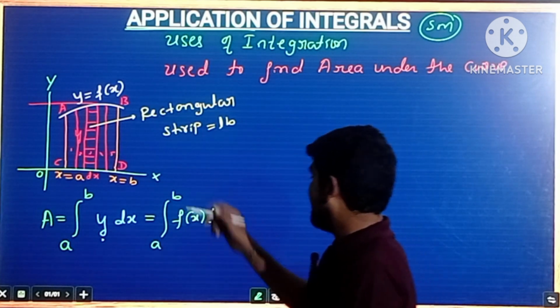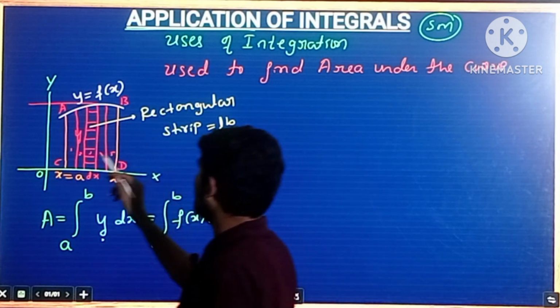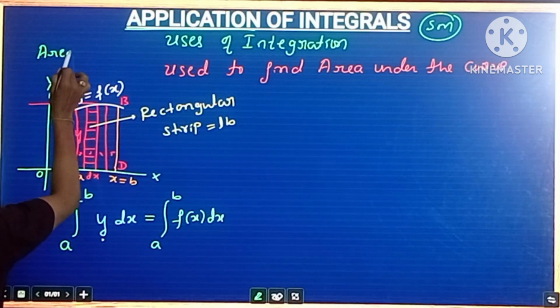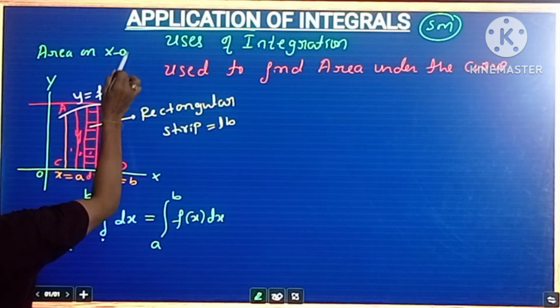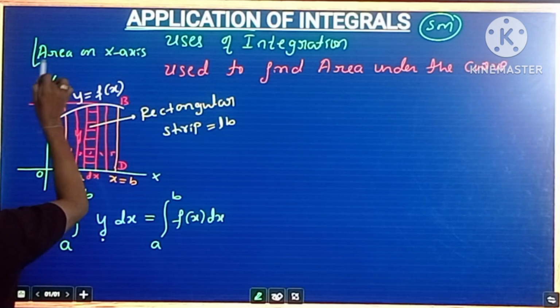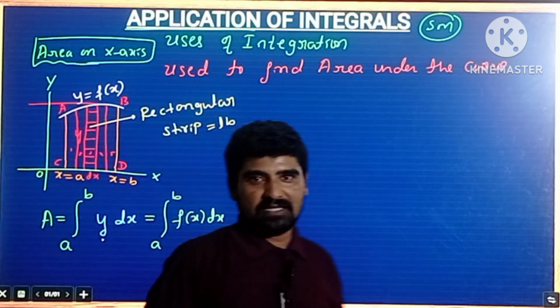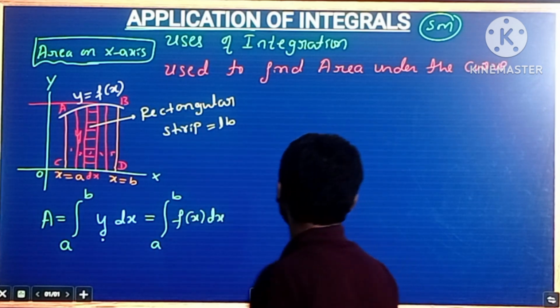So this area is obtained above the x-axis, means on the x-axis. So the obtained area is area on the x-axis. Suppose the question is to find the area on the y-axis. See here, let us consider one more example.